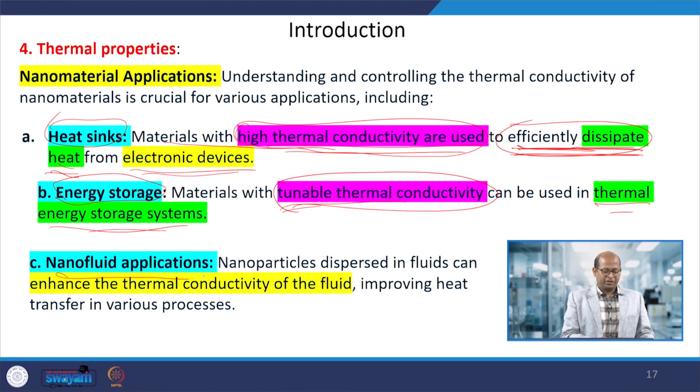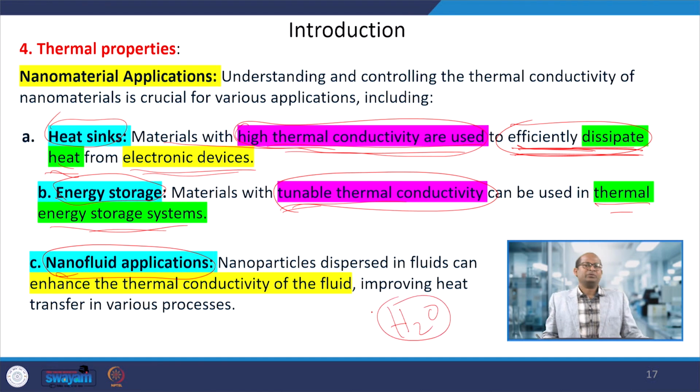Next is the nanofluid application. Suppose in any heat transfer equipment, such as heat exchangers, we use a fluid. The fluid is the medium that we use to dissipate or transfer heat from one particular phase or state to another. In most heat exchangers we usually use water as the base fluid.